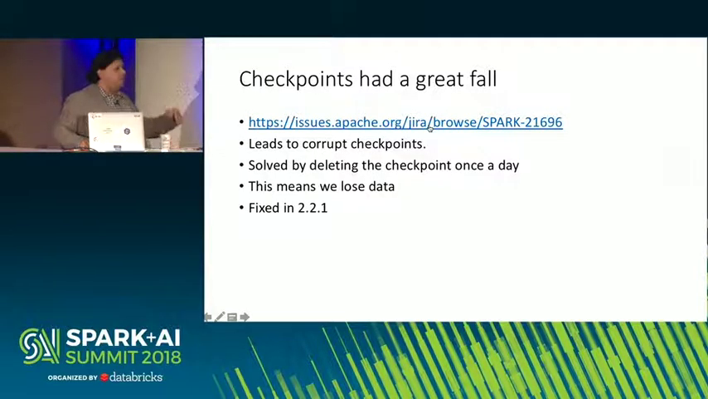And what we saw is that we didn't have too much load. We had an average load of 10 TPS, but it would peak at 300 TPS. And the checkpoint would get corrupt once a day. We had to basically delete the checkpoint and restart the application, which means that we lost data while we were restarting the application. So luckily this was fixed in 2.1, and once we went to 2.1, this problem went away basically.